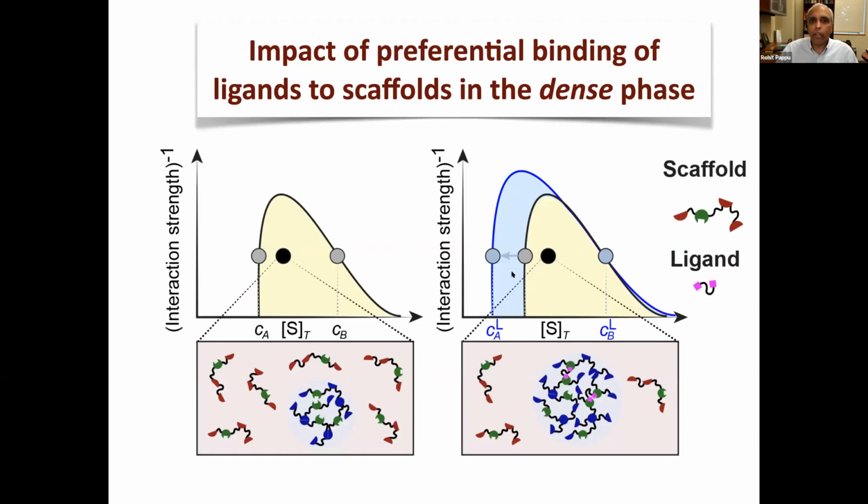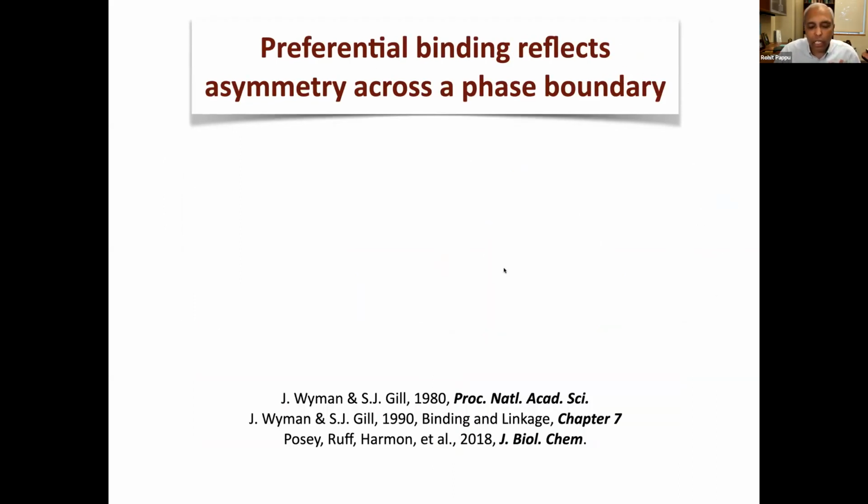Conversely, if the ligand likes the scaffold more so in the dense phase, now what will happen is that you're basically stabilizing phase separation, and then in contrast to what happens here, now the blue curve basically represents the two-phase regime, or two-phase boundary, in the presence of the ligand, and that widens, right? So essentially, this is a very, very important point.